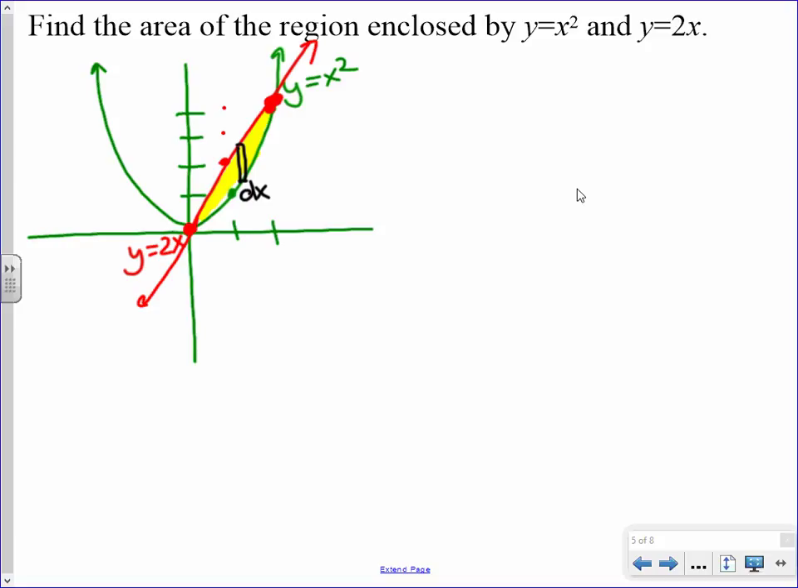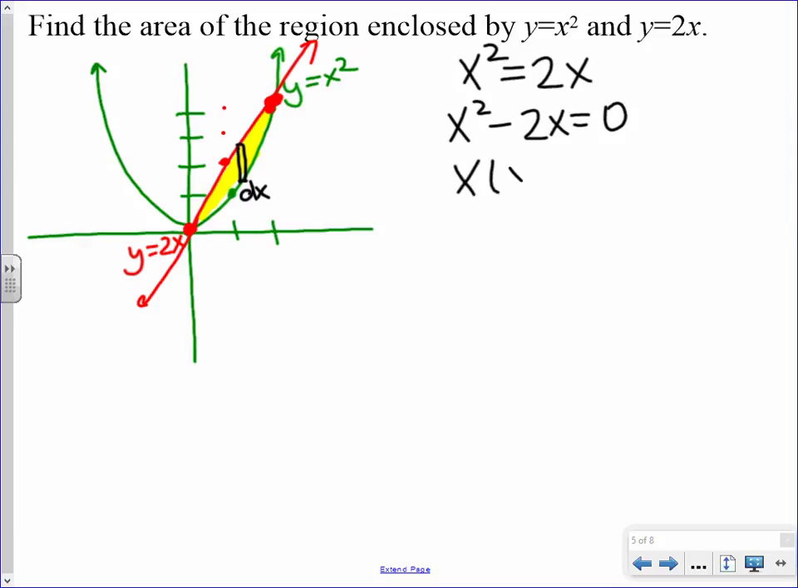We would have to set them equal to each other. x squared equals 2x, okay? And then we would have to use our algebra. In this case, we would have to factor: x equals 0, x equals 2. All right, this one was pretty obvious, but there could be times where you're going to have to go through all the algebra to get those limits of integration.